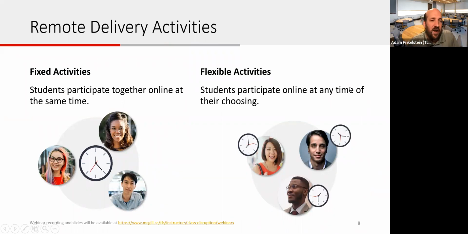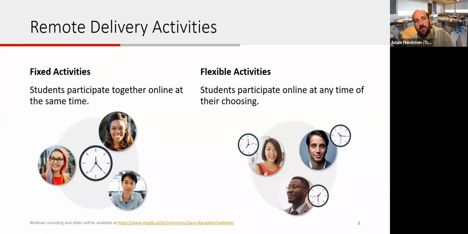The first set of activities are activities where students participate together online at the same time. So these are fixed activities where the time is set and everybody is present. And that's an important thing to think about, because there are lots of benefits and drawbacks that go with those fixed activities, which we'll talk about a little bit later. But those fixed activities are important examples because they're very similar to what we would do in our face-to-face class. Most of our face-to-face teaching is fixed activities. They're things that are happening at a set time where everybody's together.